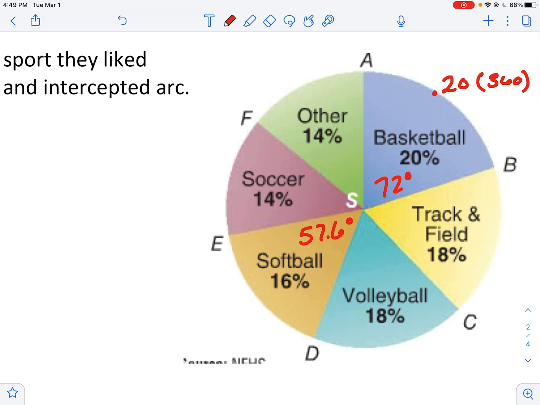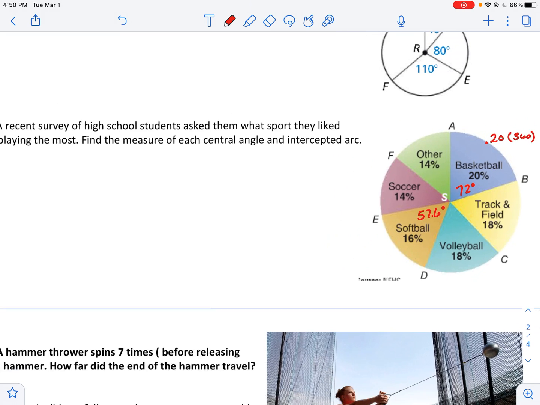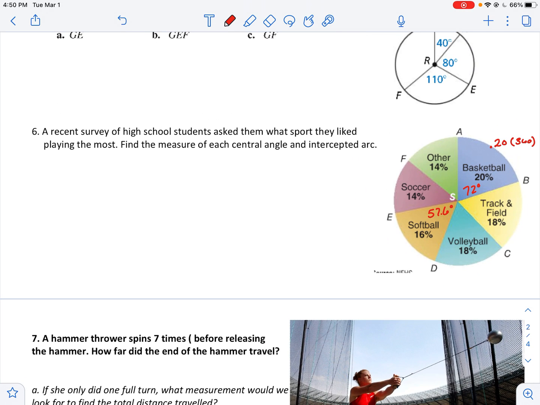And then I could ask you some questions about, who likes basketball and softball? What's that arc measure? But here I just wanted you to convert between percents and degrees. So that's arc measure.